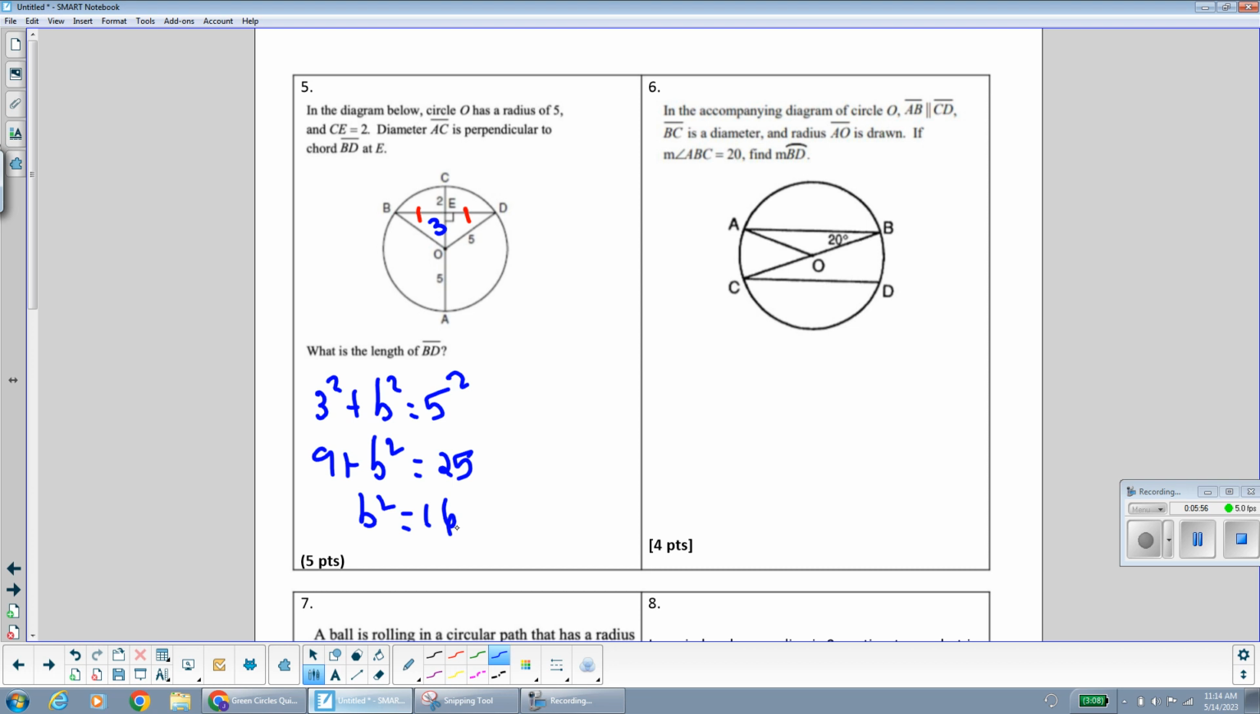So that means b squared is equal to 16. So b is equal to 4. So that means the side of the triangle is 4. So this is 4 because these are equal. And so we have the length of BD is 8. 4 plus 4 is 8.